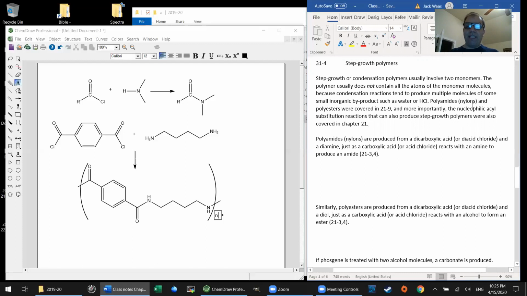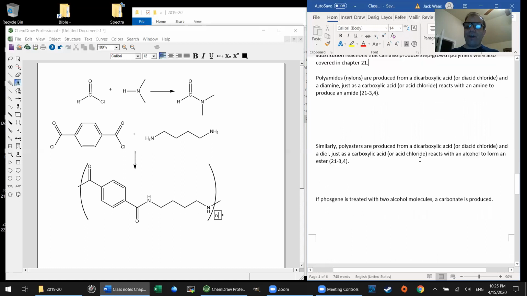Actually, I guess this really should say something like the idea behind polyamides and polyesters is covered in chapter 21, respectively, because we learned about amides, we learned about esters and how they're made. And the idea is, if you know your chapter 21 chemistry, you know all you need to know in order to understand how to make polyamides or polyesters.